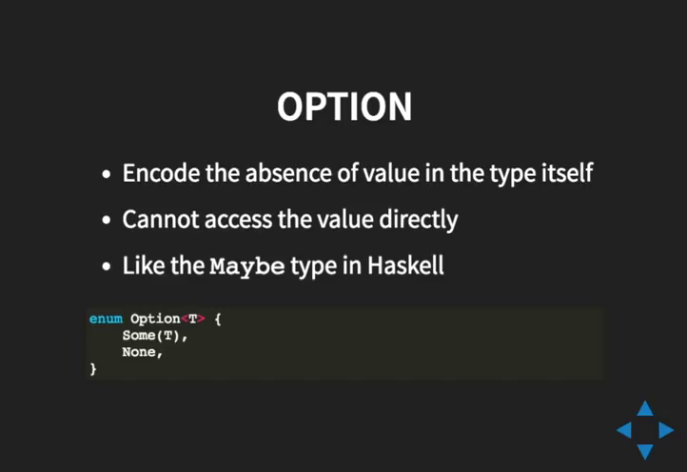So the option type is declared, as you can see here, with an enum. It has a variant Some with a value of type T, and also a variant None. So when you have no value, it will be None. It is similar to the Maybe type in Haskell. So when you use this type, you cannot access the value directly. You either need to pattern match over the value, so that if it is the Some variant, you can get a value inside, or you can use some other methods that I'll show you later.